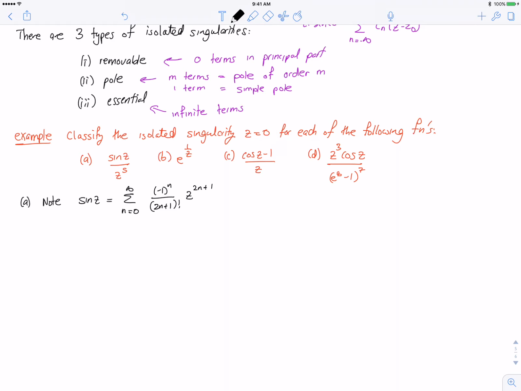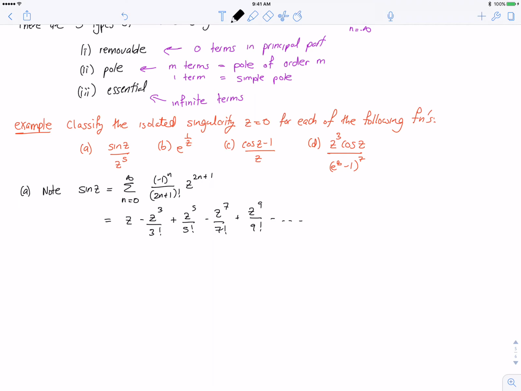And if I write out the first few terms, this is z minus z cubed on 3 factorial plus z to the 5 on 5 factorial minus z to the 7 on 7 factorial plus z to the 9 on 9 factorial, etc., etc. And this is true for all z. This converges for all z.